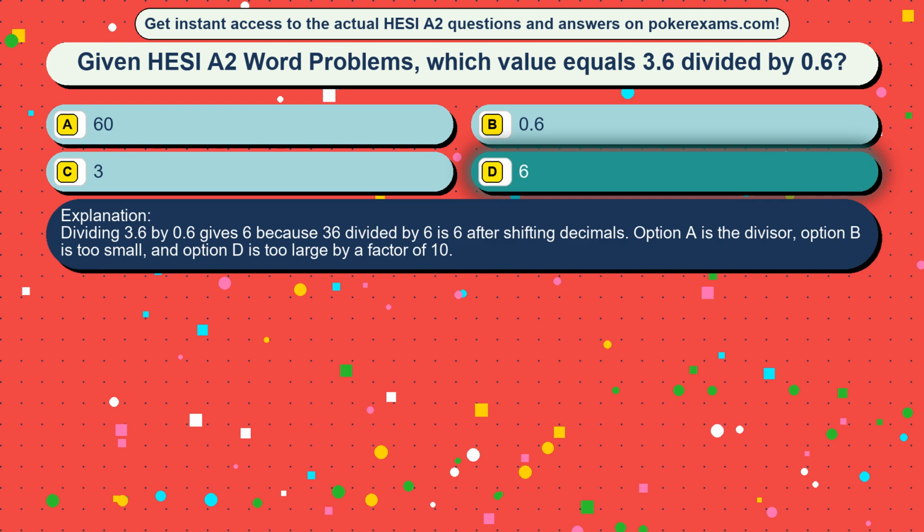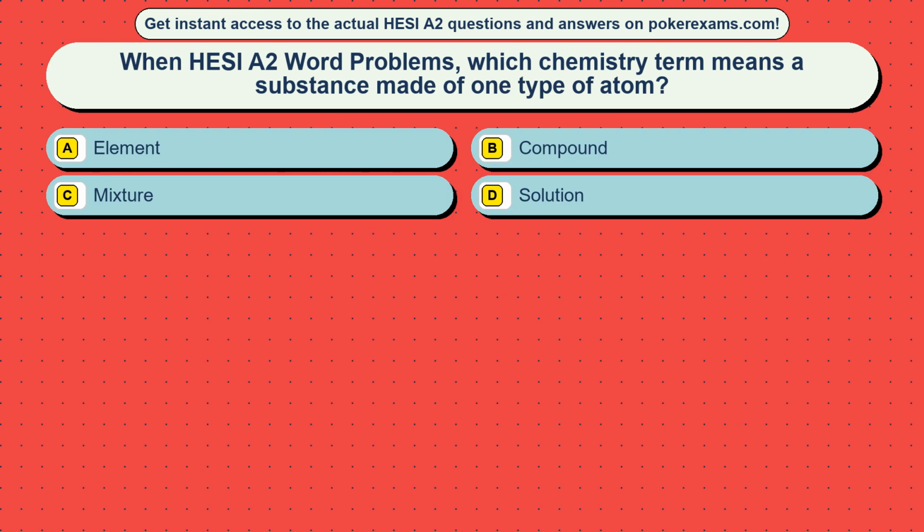Dividing 3.6 by 0.6 gives 6 because 36 divided by 6 is 6 after shifting decimals. Option A is the divisor, option B is too small, and option D is too large by a factor of 10. Question 29. When HESI A2 word problems, which chemistry term means a substance made of one type of atom?